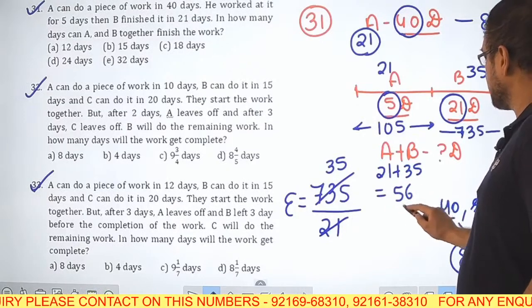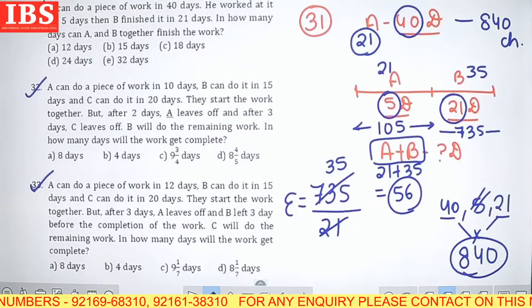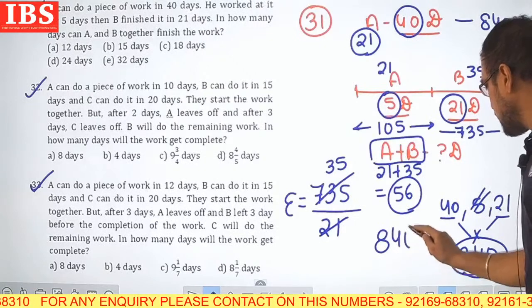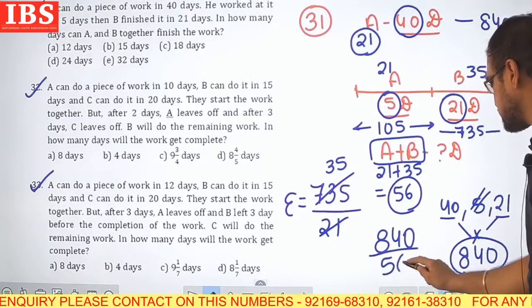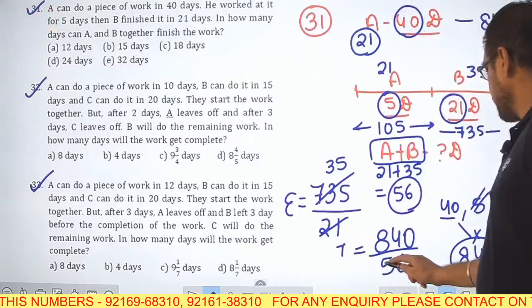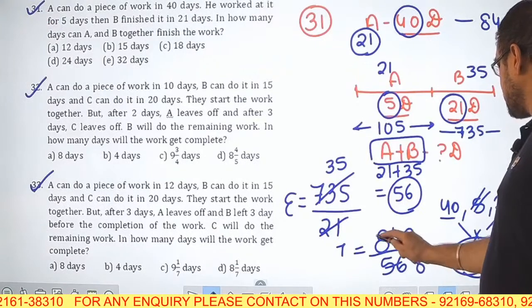So total efficiency will be 56. Now we need to calculate how many days A and B together will take. So total work bache is 840 and the total efficiency is 56. So this divided by this will give us the total time taken by both A and B. So this is 8 7s are 56 and this is 120.